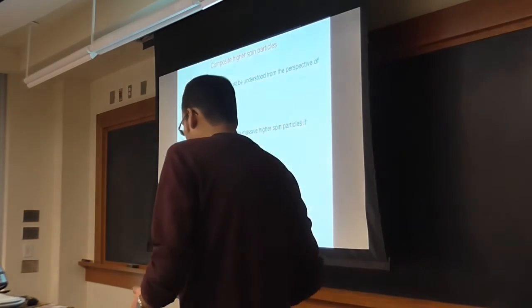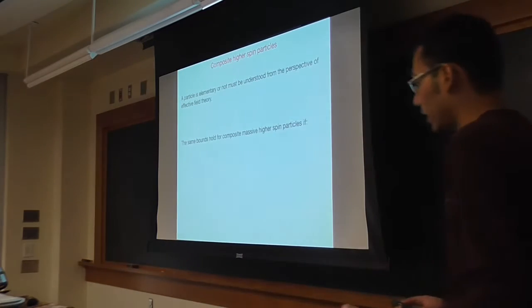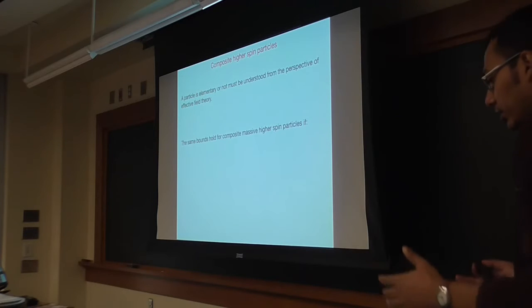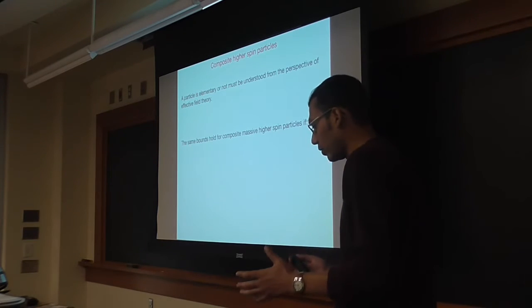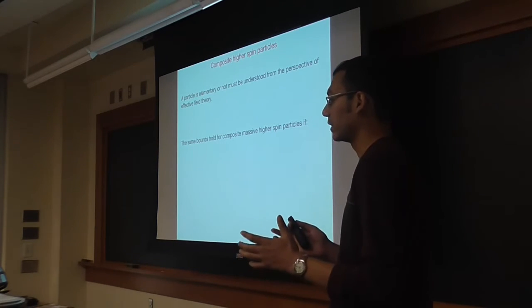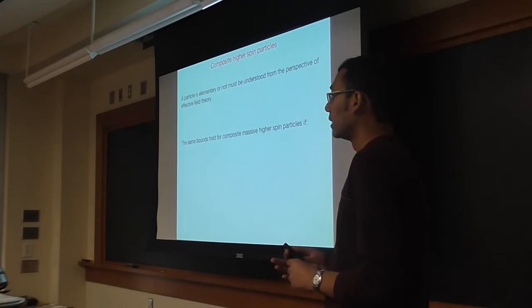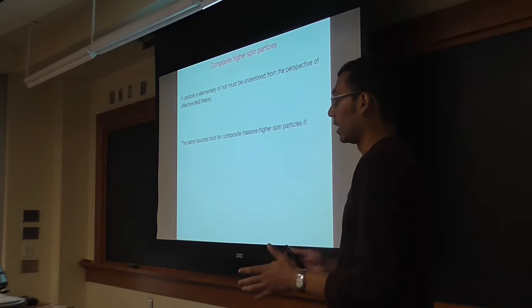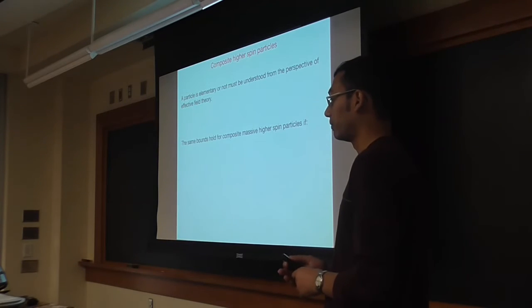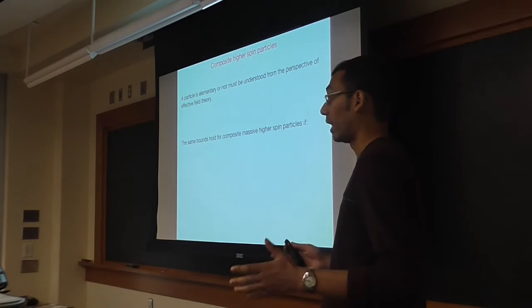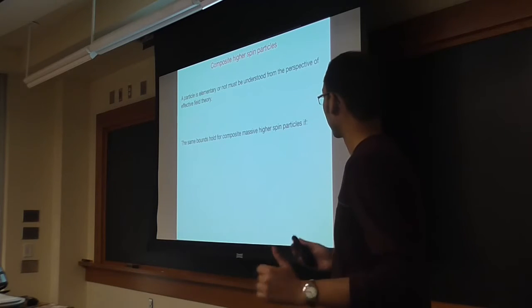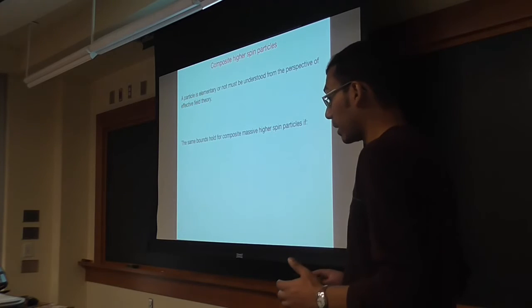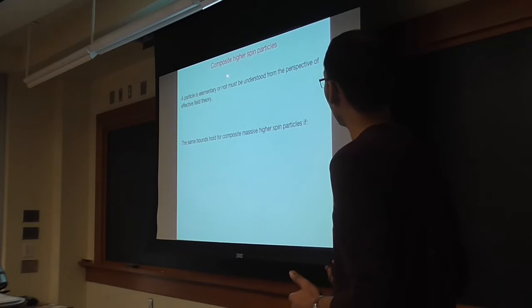So, in other words, what it means is the following: if you give me a theory with a higher spin particle, and you want to couple that theory to gravity, the only way you can preserve causality is if you don't have any higher spin particles or only a finite number of higher spin particles. And this bound is applicable only for elementary particles.